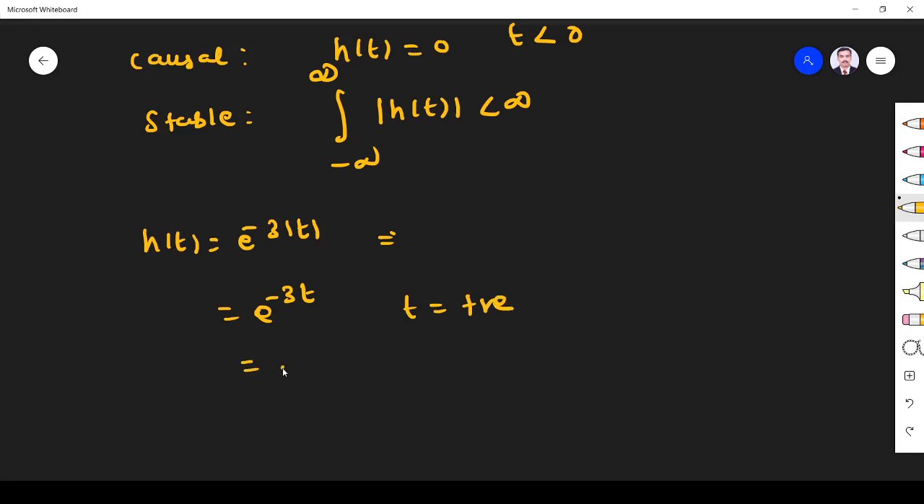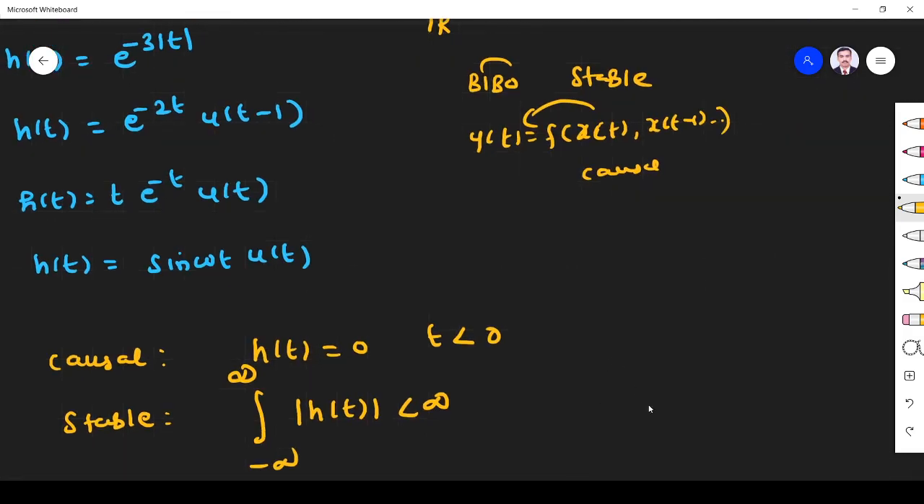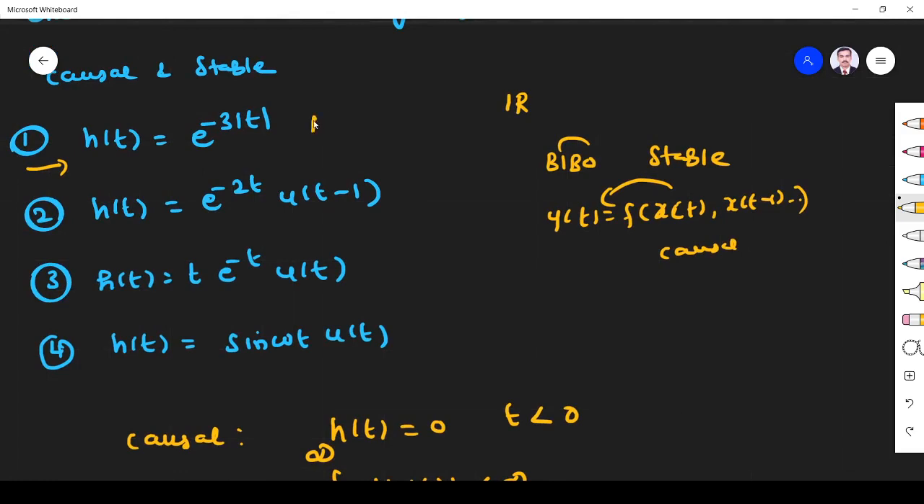For t negative, the impulse response is e power plus 3t, since minus of minus t gives e power plus 3t. This indicates h of t is not equal to 0 for t less than 0. For t negative, the impulse response is not 0, so the system is a non-causal system. That's the first condition.